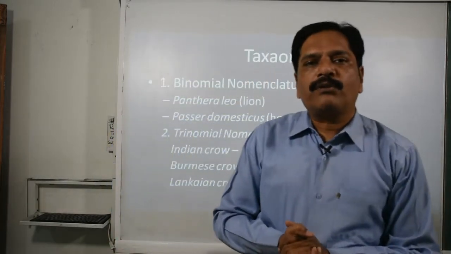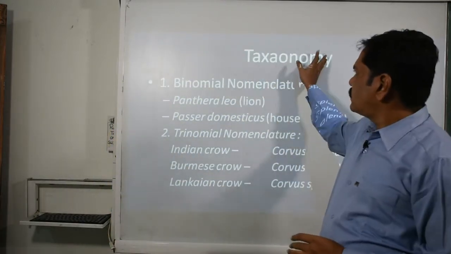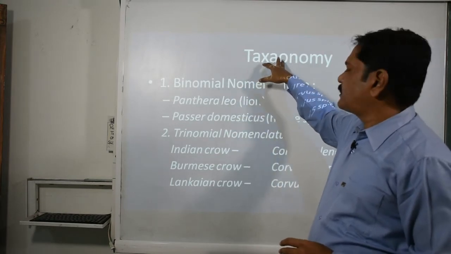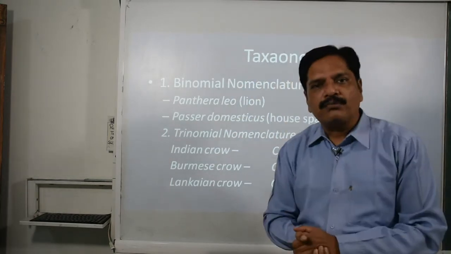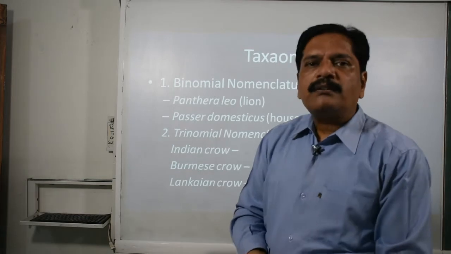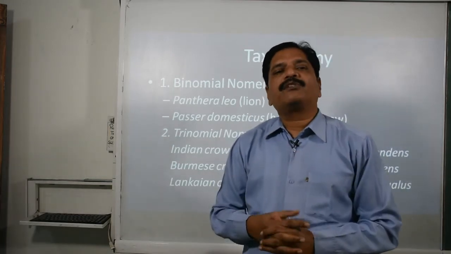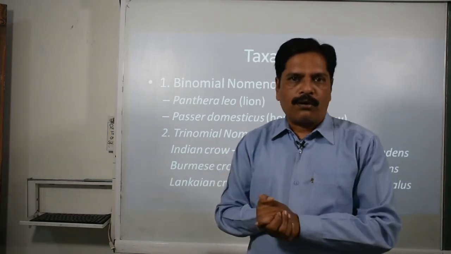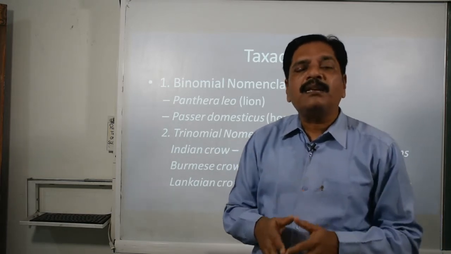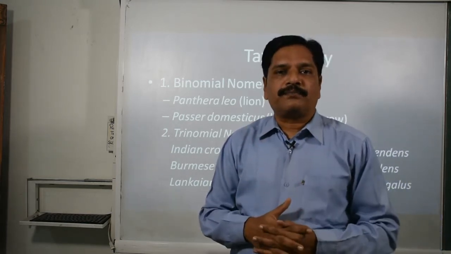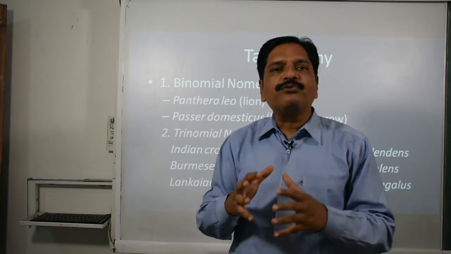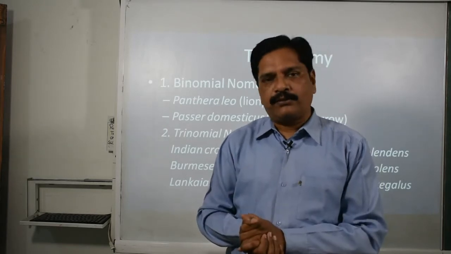As I told you, what is taxonomy? This one is actually made up of two terms, one is taxon and the second is nomos. What is taxon? Taxon means group, and nomos means according to the law. It means simply the grouping of organisms on the basis of rules and regulations, that is called taxonomy.